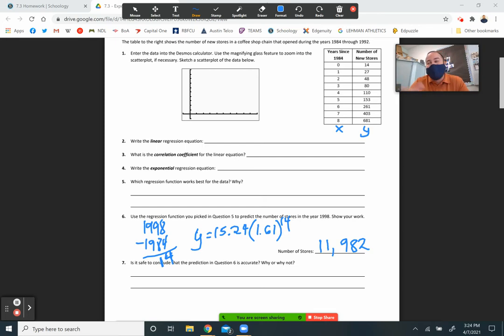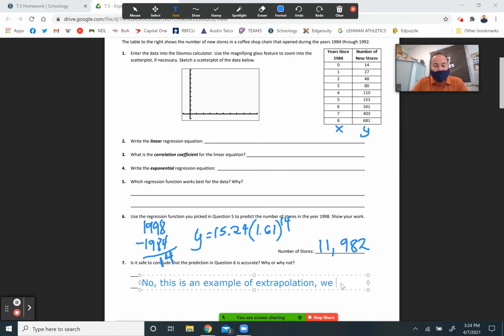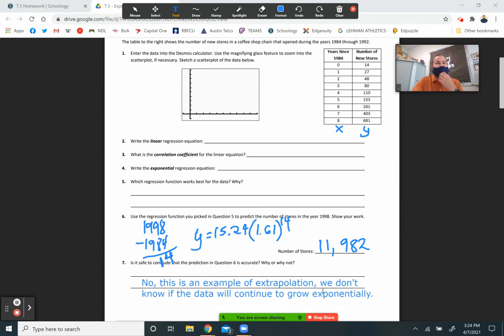And the reasoning behind it is also, we can say this is an extrapolation. You can write that down. This is an example of extrapolation. We don't know if data will continue. You don't have to copy this down exactly, but this is the idea right here. Remember, any type of prediction outside of our data is extrapolation, and we just don't know if it's going to continue to be like that.